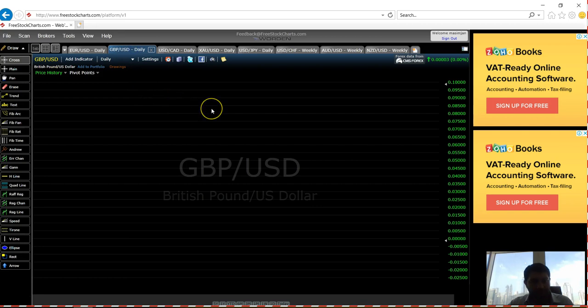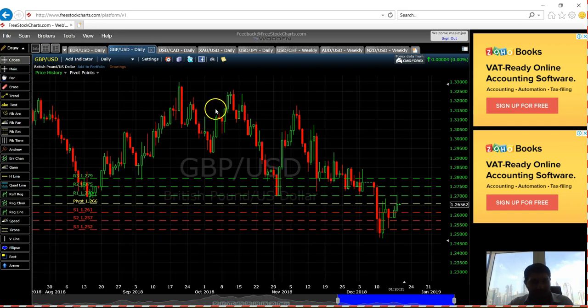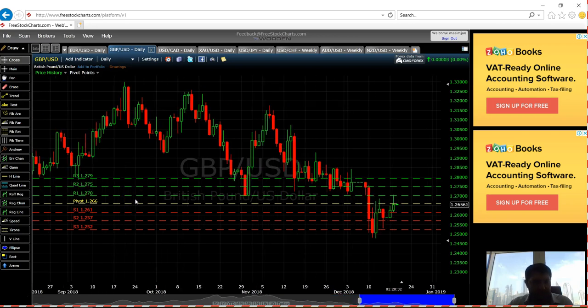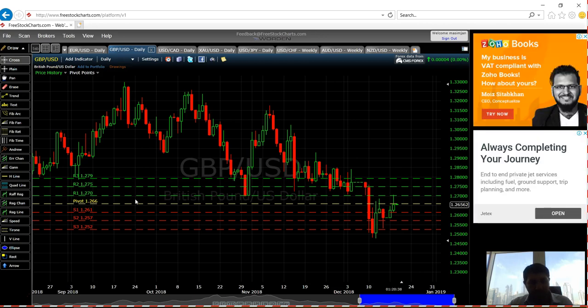Moving on to GBPUSD, as we can see, GBPUSD is currently trading at the pivot. Its pivot is at 1.266 and resistance 1 is at 1.270. If the dollar keeps on dropping, we would expect a bullish momentum in the same pair as well, and would expect a much higher approach towards resistance 1 and 2.